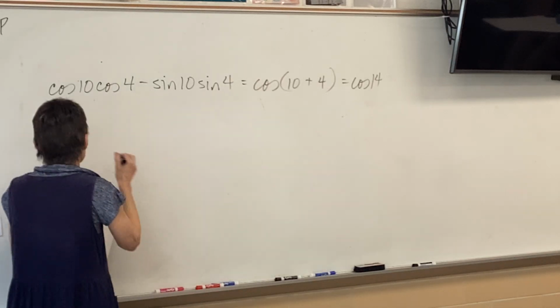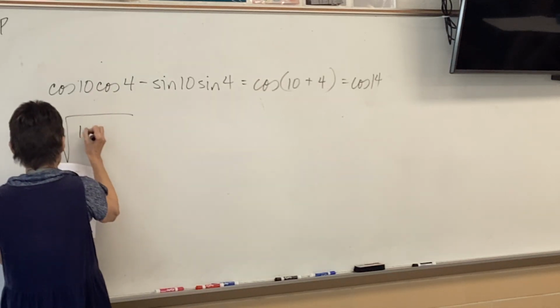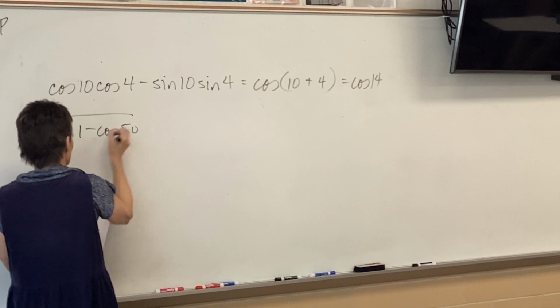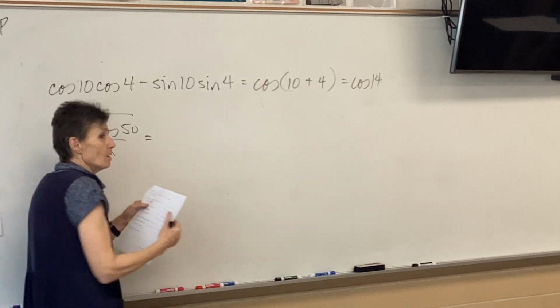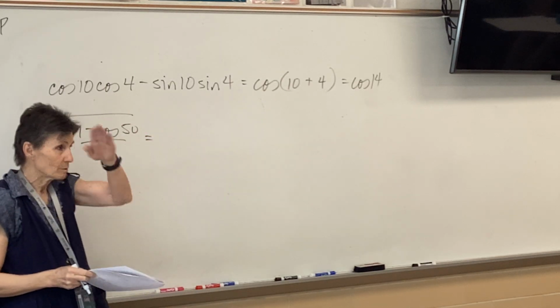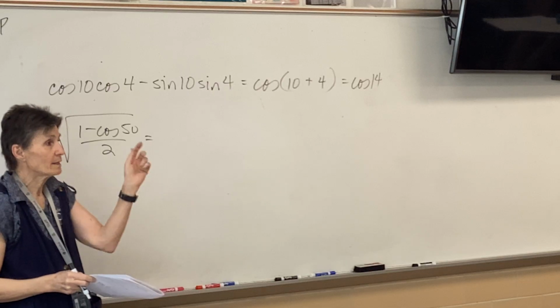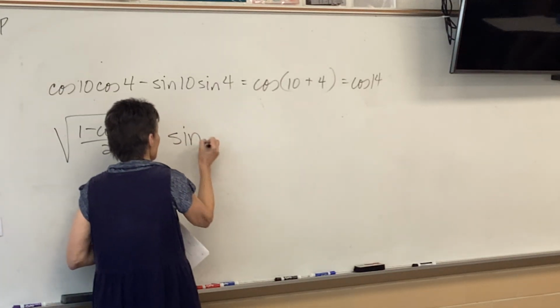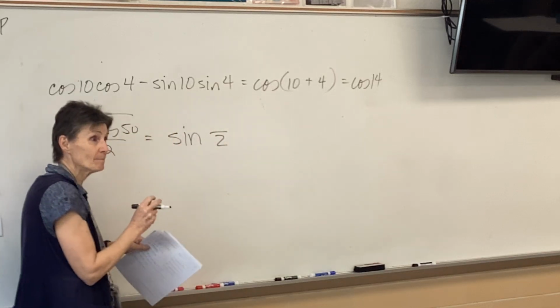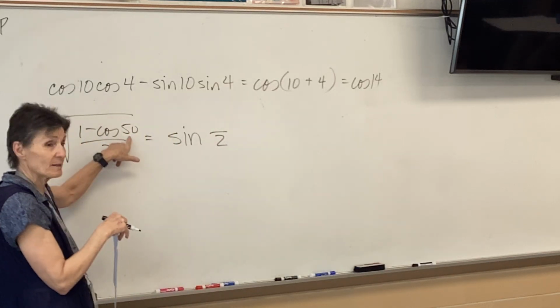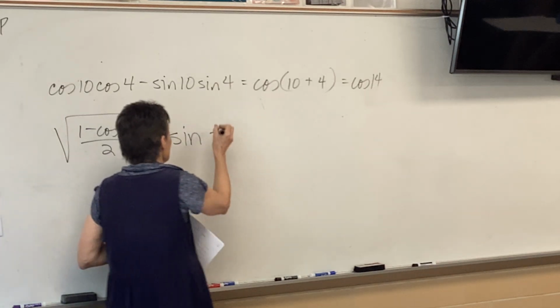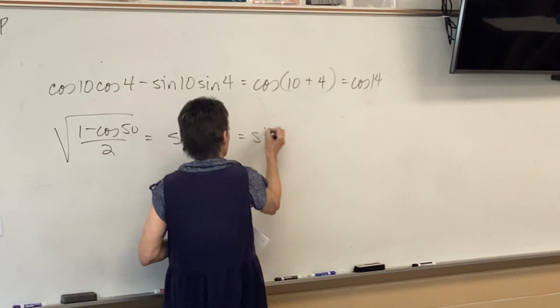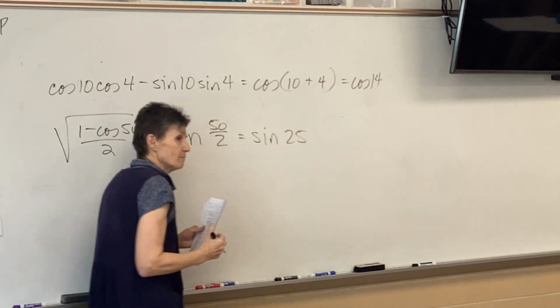All right, let's look at number 2. Square root of 1 minus cosine 50 over 2. The square root of 1 minus cosine over 2 is a formula for what? Sine of half of something, and the something is 50. So this is a formula for the sine of 25.